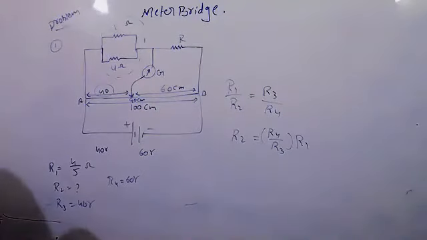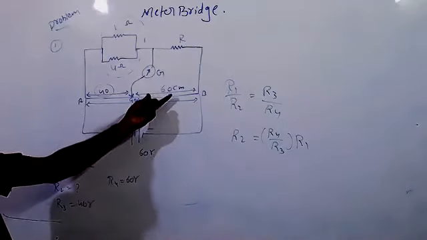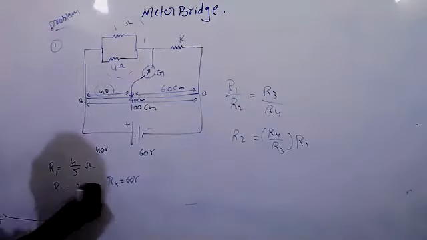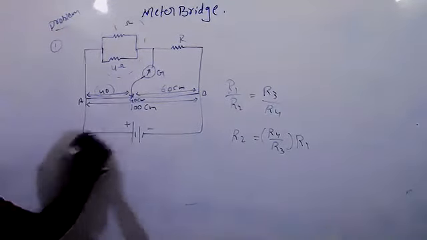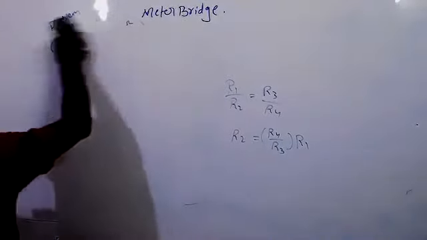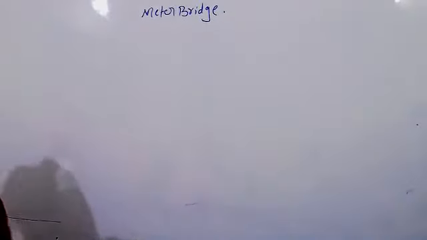They will give you the null point. Once they have given the null point, you can calculate this length, how much resistance will be here and how much resistance will be here, and then you can solve based on the formula. Okay, that is the meter bridge. Just substitute in the formula.